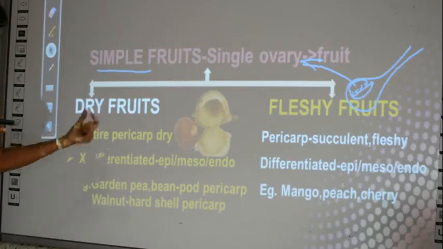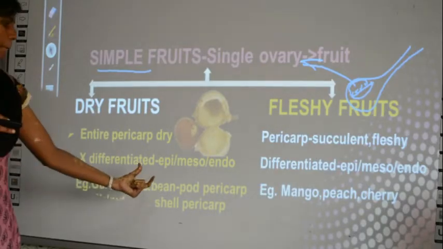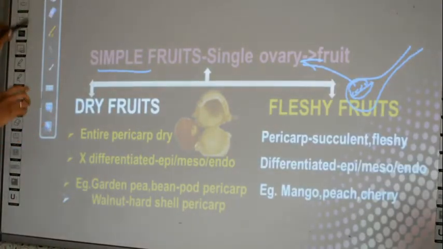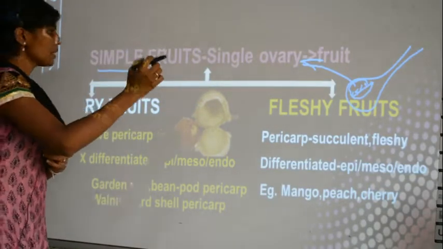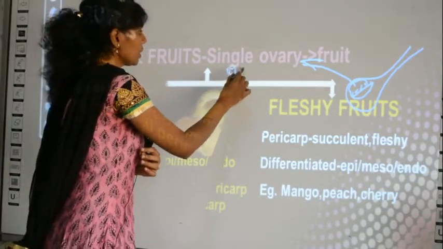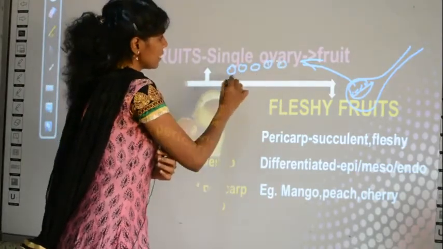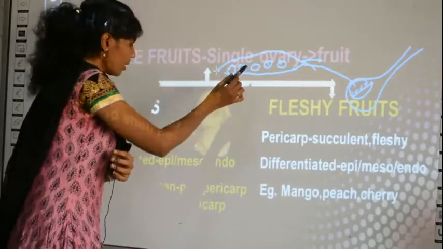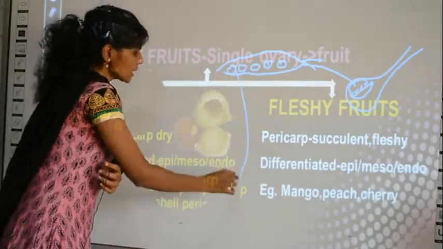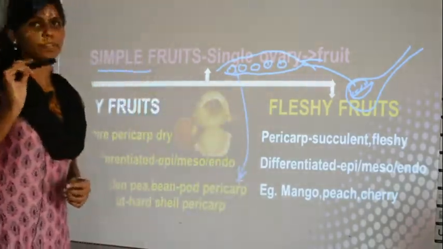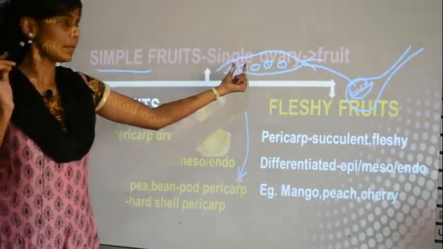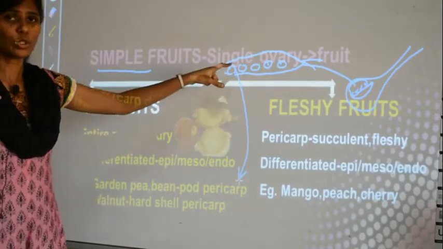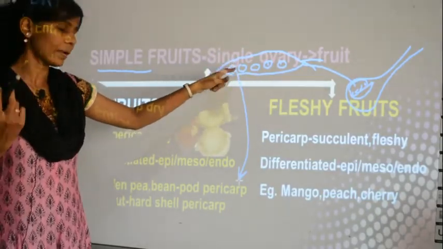Examples given for dry fruits are garden pea and beans, where the pod is the pericarp. See, green peas, you have many peas like this, and you have an outer covering, right? So, these are called pods. These pods are the pericarp. The exact pods, that is the beans, they are the pericarp. Here also you cannot differentiate the epicarp, endocarp and mesocarp.